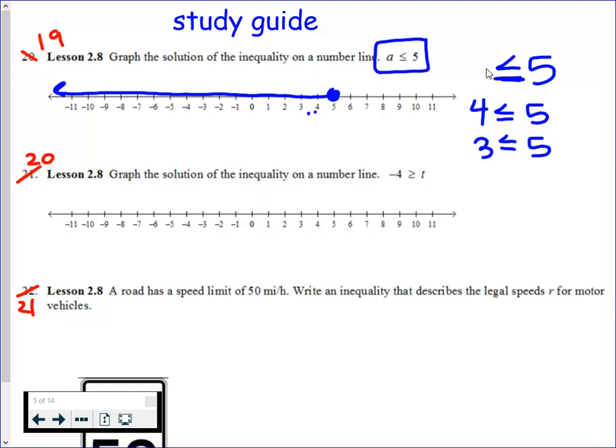All of these numbers are going to be less than 5. Also, let's say I accidentally picked 6 is less than 5. And then you say, wait a minute, 6 is not less than 5. That's not a big deal. That just means you found the numbers that don't work. So don't draw your arrow right, draw your arrow left.